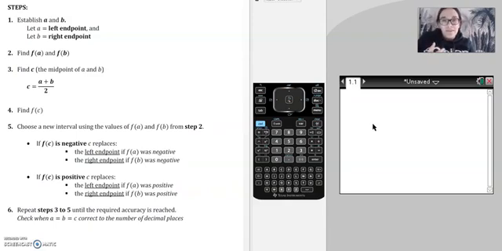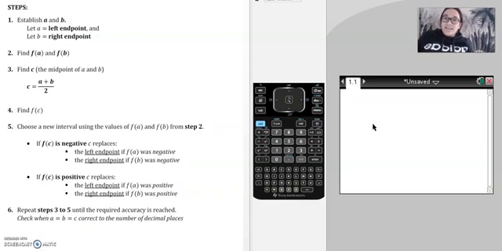The first step is to establish A and B. A is your left endpoint and B is your right endpoint. Generally B is always bigger than A, so as you would be reading a sentence from left to right, we're going to be working that way with our X values and our intervals as well. The next step is to find the corresponding Y coordinates that go with your A and your B. So you'll need to find F of A and F of B.